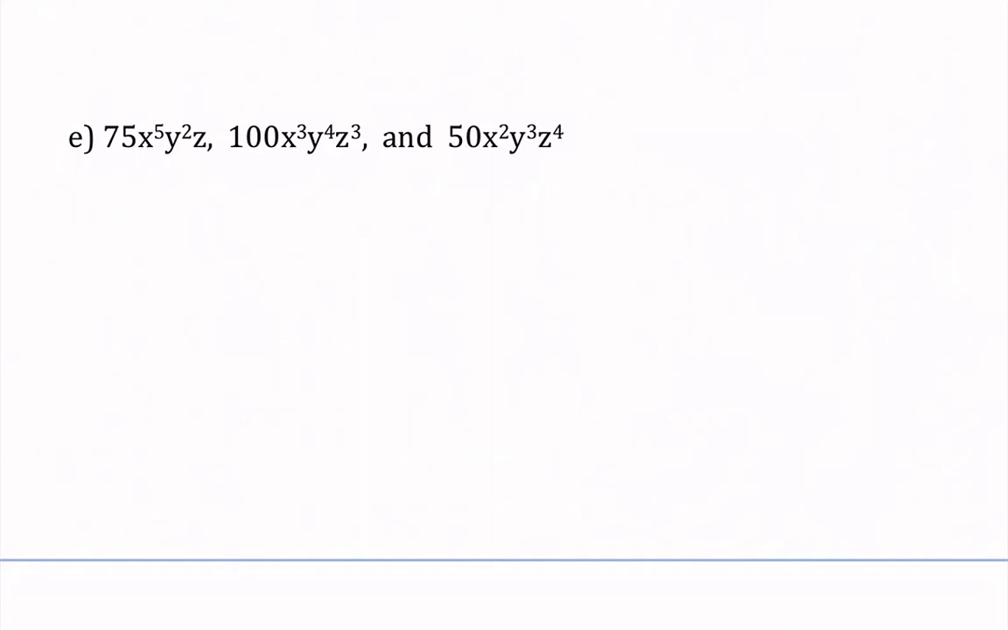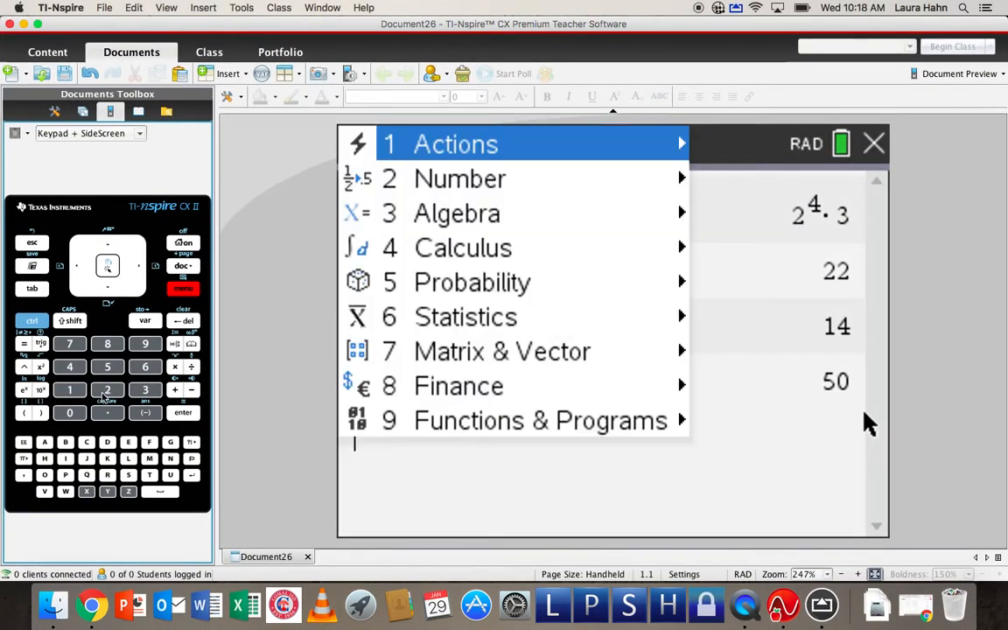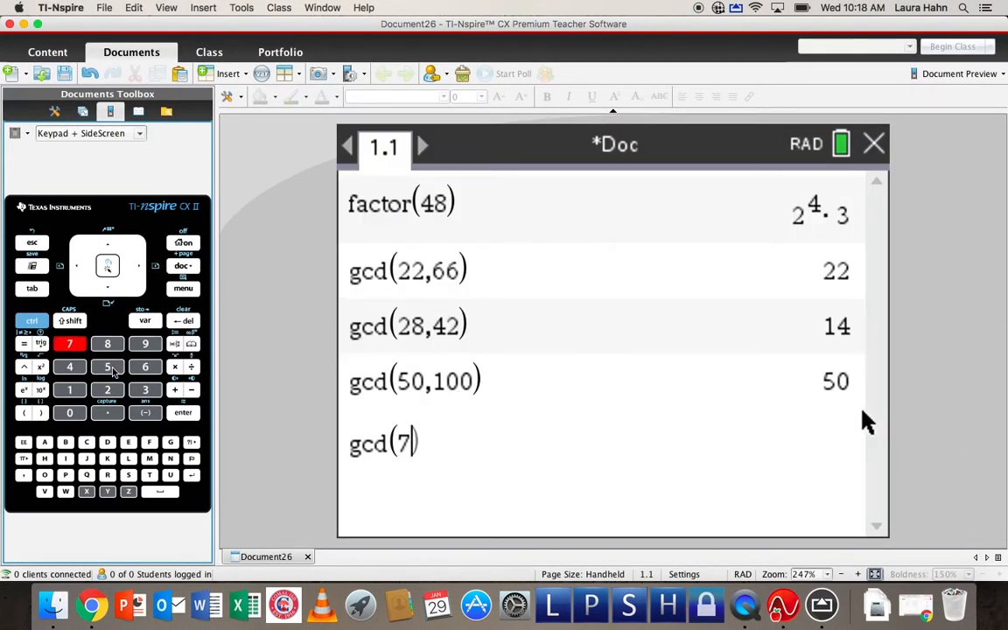So now what I'm going to do is try my biggest 2 numbers, and it really doesn't matter as long as you play with it until you find a number that works for all of them, okay? So I'm going to try 75 and 100. Menu, Number, Greatest Common Divisor, 75, comma, 100. It tells me the biggest number that goes into each of those is 25. 25 goes into 75 and 100.